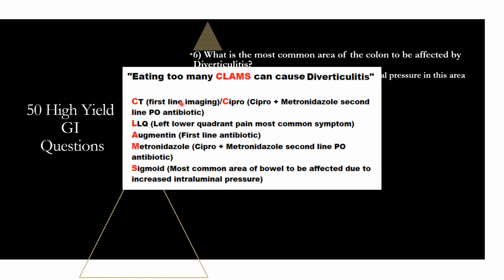C stands for CT, which would be your first line imaging. C for Cipro, which is the second line PO antibiotic combined with metronidazole. L stands for left lower quadrant pain. That's going to be the most common symptom. A for Augmentin, first line antibiotic, and then metronidazole, the second med in this combo here. So remember, eating too many clams can cause diverticulitis.